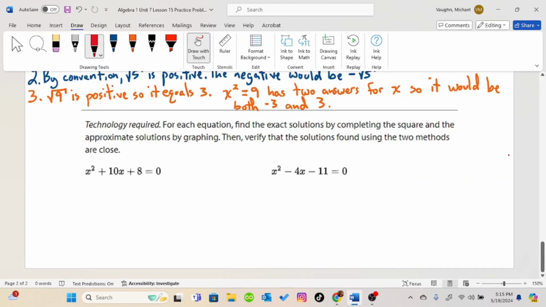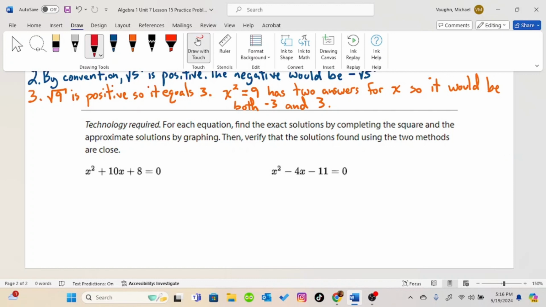So our last practice problem for lesson 15. Technology required, meaning we're going to use the Desmos calculator on part of this. For each equation, find the exact solutions by completing the square and the approximate solutions by graphing. Then verify that the solutions found using the two methods are close.